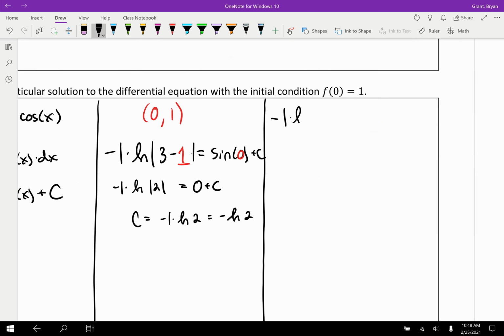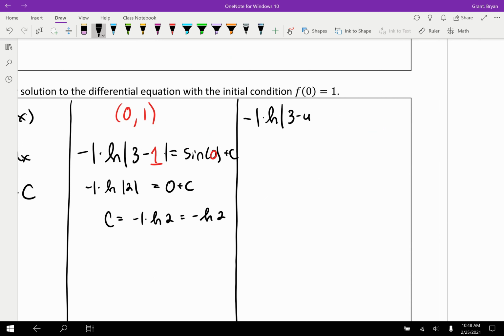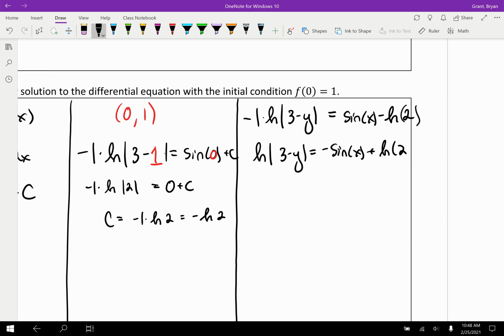Negative 1 times the natural log absolute value of 3 minus y equals sine of x plus, minus the natural log of 2. You can put parentheses if it makes you happier. I'll probably do that. All right, let's go ahead and isolate y. Divide by negative 1 first, or multiply, whatever floats your boat. Negative sine of x plus the natural log of 2. Looking pretty good. Undo natural log.